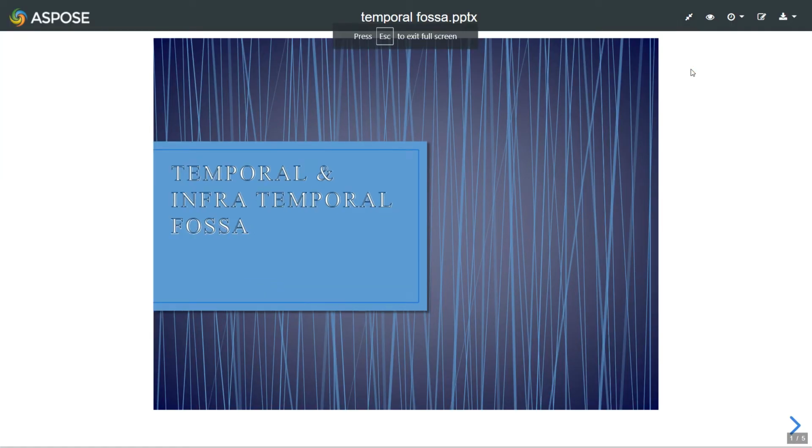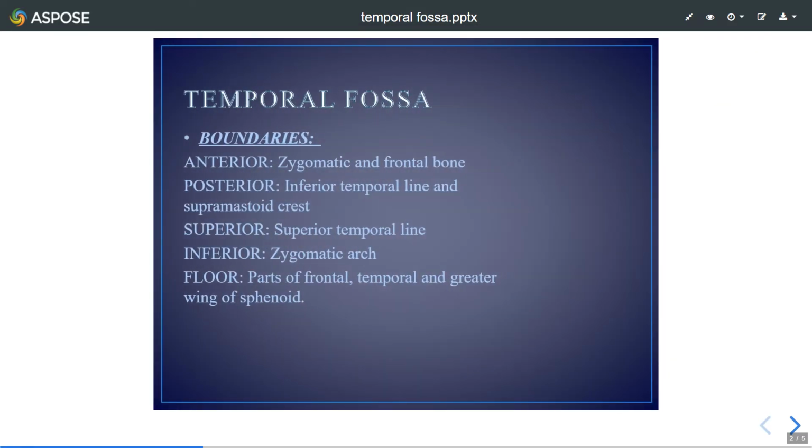Hello friends, today we are going to see about temporal and infratemporal fossa. So first of all we see about the temporal fossa. It lies on the side of the skull. Now we see its boundaries.